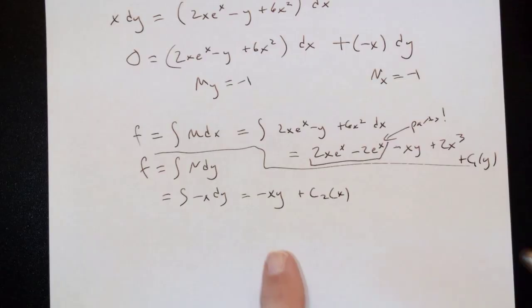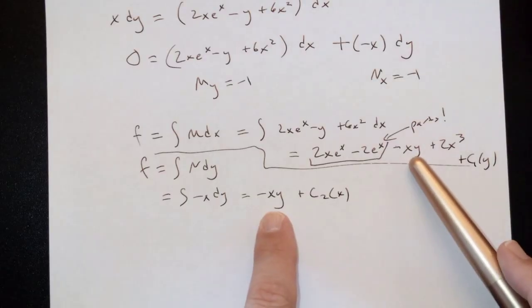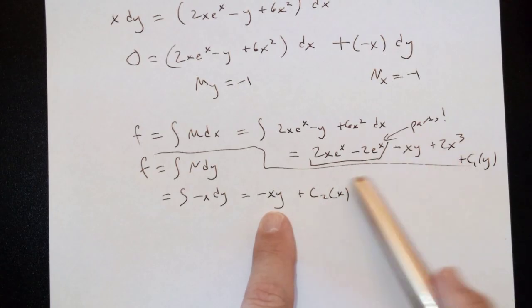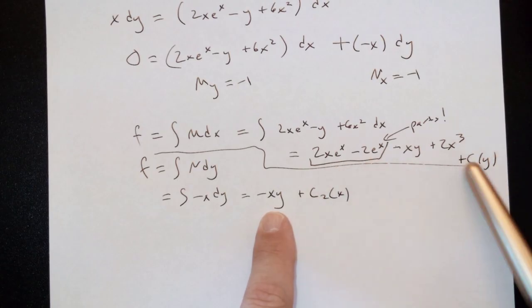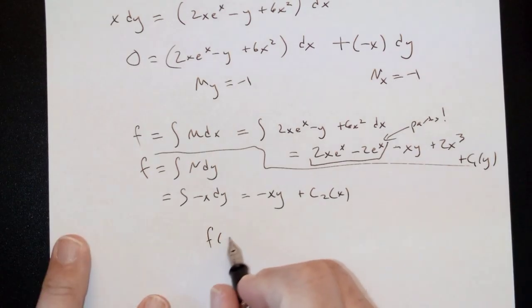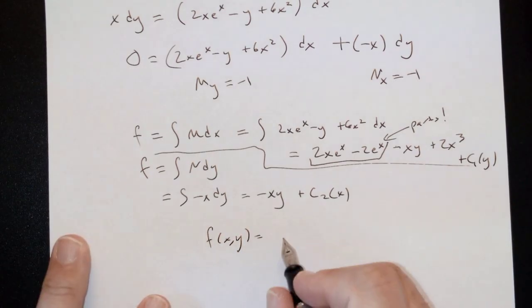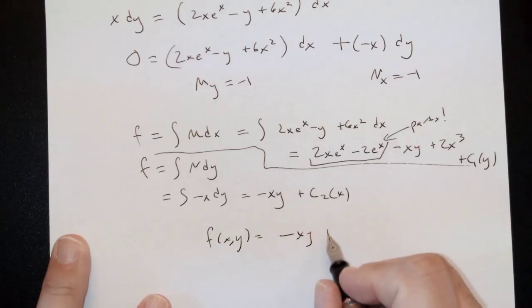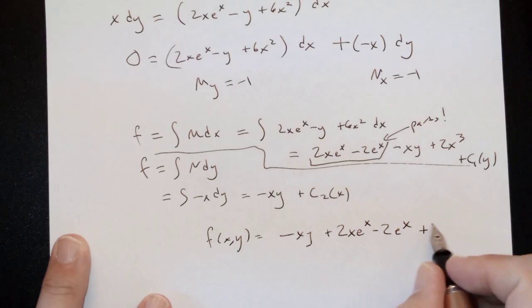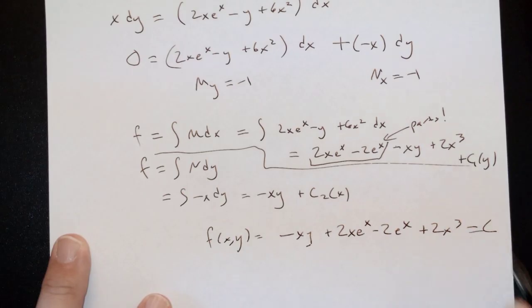I see the minus xy in both places, so I need that. And then this can eat up all the x stuff, and there's nothing in here. There's no y stuff for me to put there. So that piece is empty. Perfect. So f of x,y is minus xy plus 2x e to the x minus 2 e to the x plus 2x cubed equals some constant.